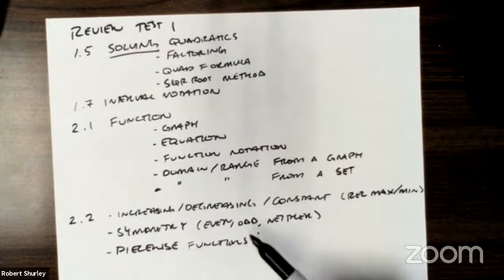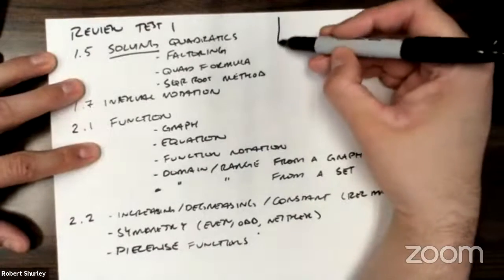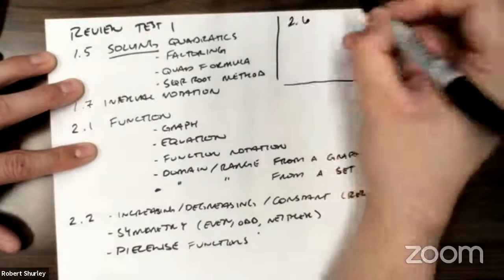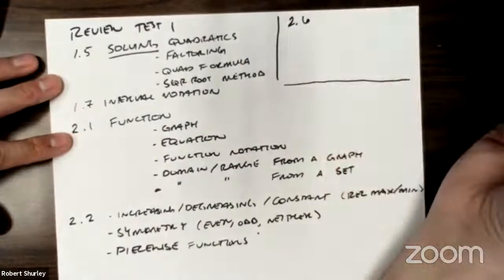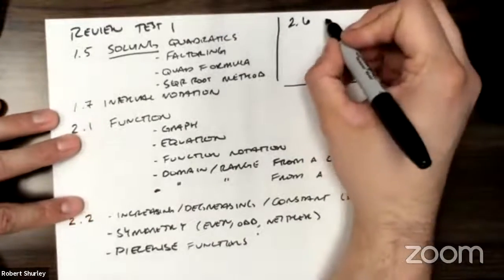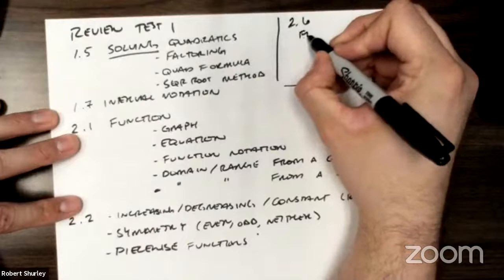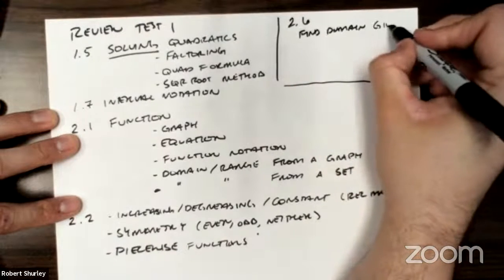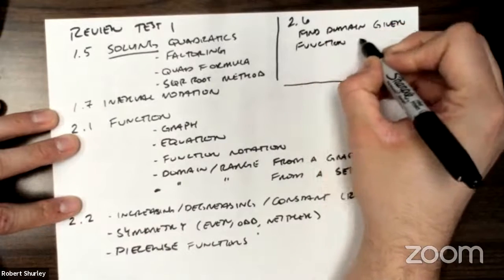Piecewise functions. So that was all from 2.2. Yes. And then, up here in the very top right, because I'm running out of room down here, 2.6 is finding the domain of a function, domain of the equation of a function. So find domain given function equation.